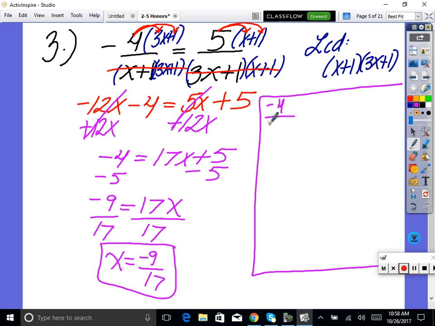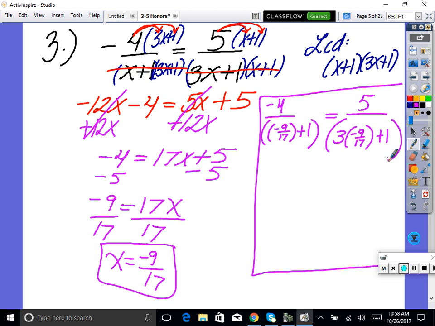Okay, here we go. So we have negative 4 divided by parentheses. Now I'm going to use another parentheses since I'm plugging something in. Negative 9 over 17 plus 1. Does that equal 5 over parentheses 3 times negative 9 over 17? Notice how I'm putting my parentheses in, and then plus 1 parentheses. Now all you have to do is calculate this side. Does this decimal equal, type in this side, does that decimal equal that decimal? So ready, go. Pick one.